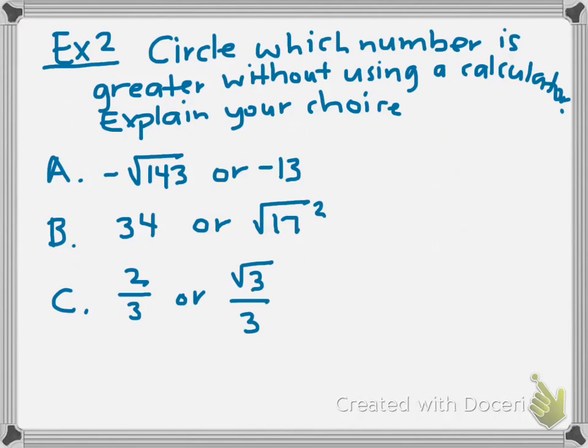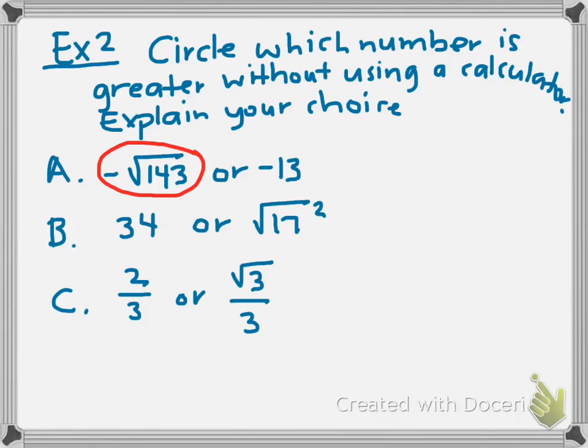Okay, example 2, circle which number is greater without using a calculator and explain your choice. On the first one, A, negative square root of 143 or negative 13. Well, the square root of 144 is 12, so negative square root of 143 is going to be closer to negative 12, and negative 12 on a number line is bigger than negative 13.